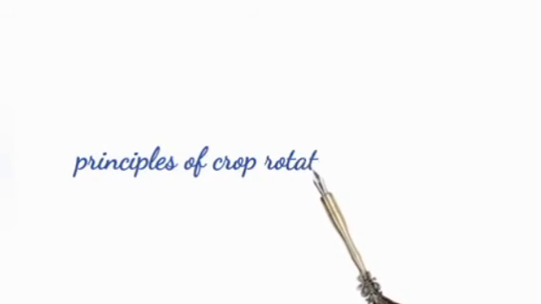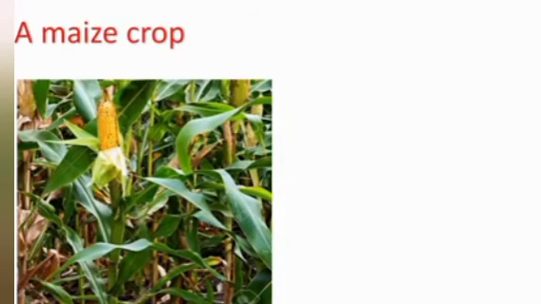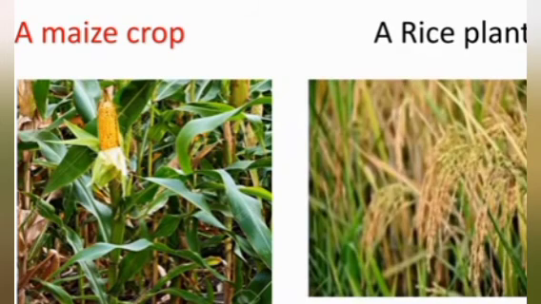Principles of a crop rotational system. A good crop rotational system should follow some guiding principles. Crops that belong to the same group or family, like cereals, for example maize and rice, should not follow each other. Similarly, they are going to be affected by the same diseases and pests. They should not follow each other.